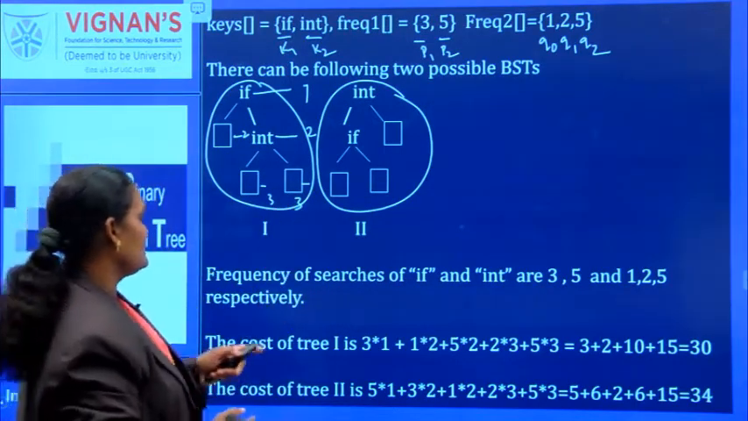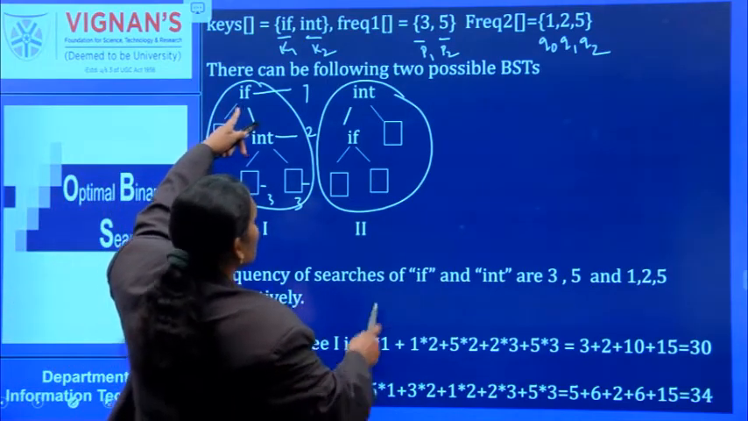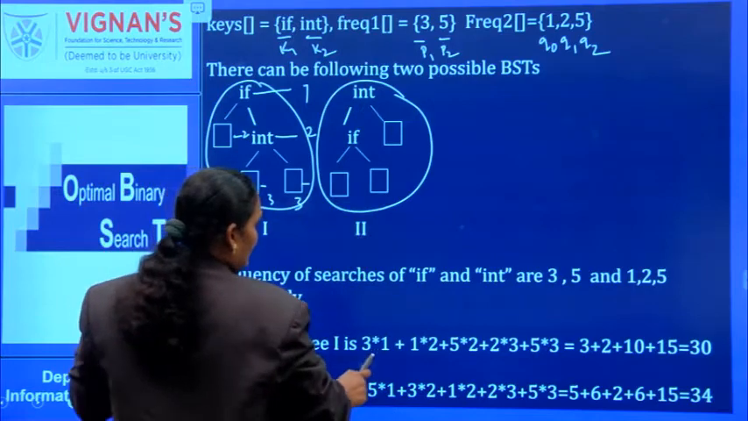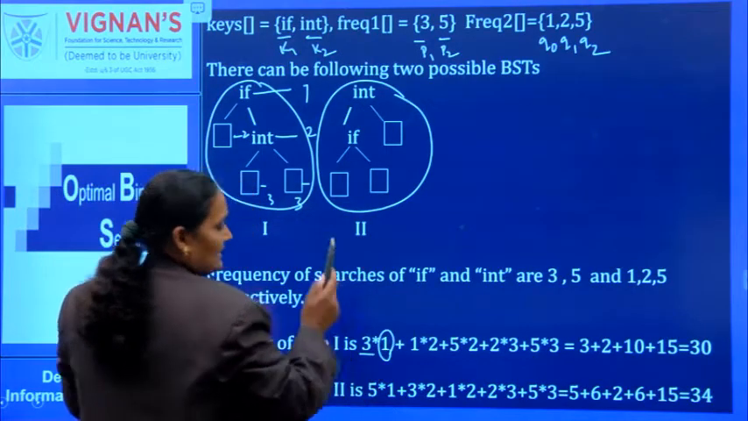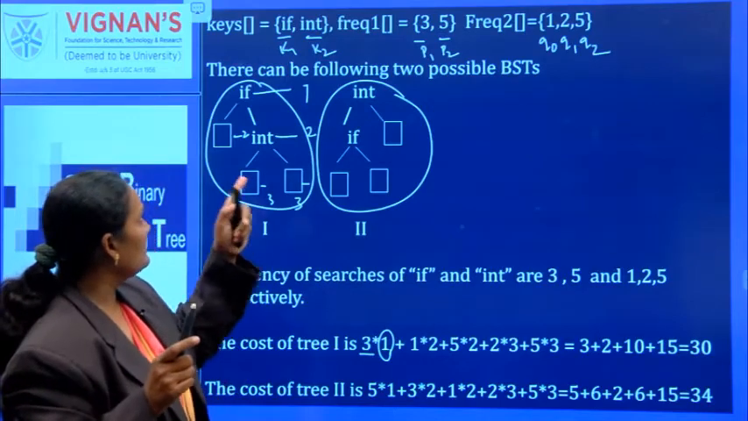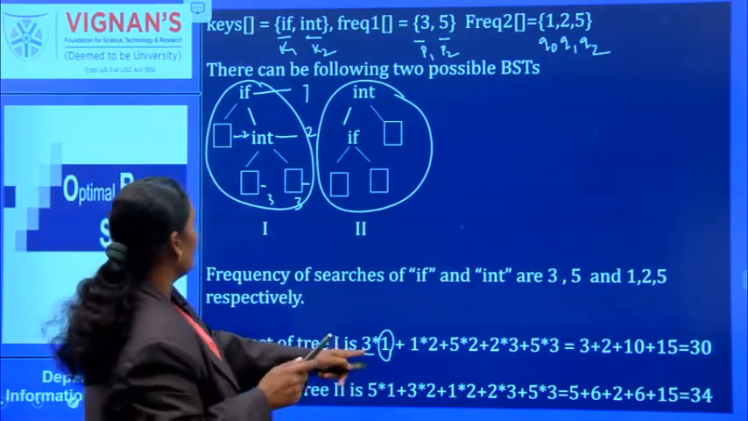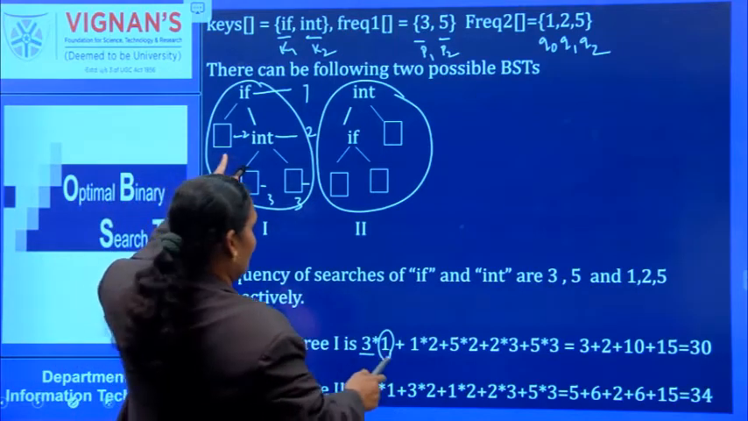Now how to calculate this one? Let us see the first one. Here if, what is its probability? 3. 3 into its level. If is present in level 1, the probability of searching if is 3. So 3 into its level, which is nothing but 1. Next, coming to the second level.